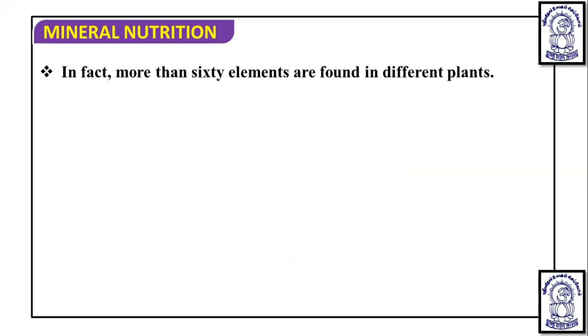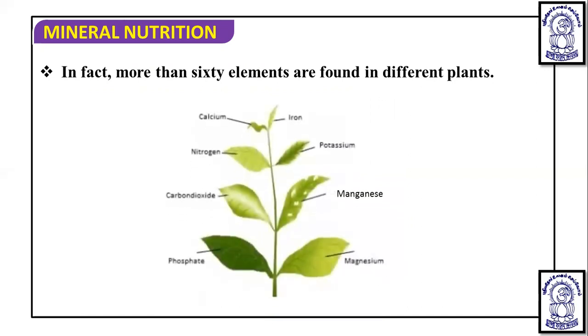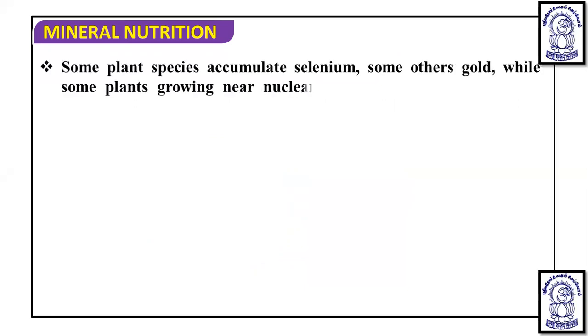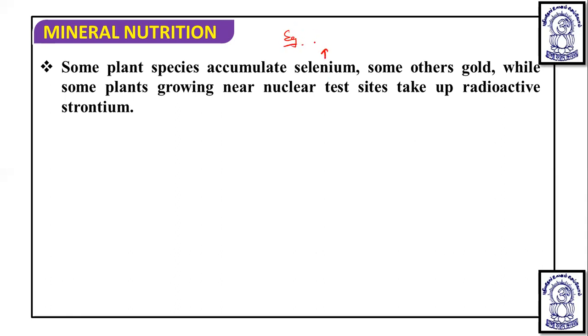In fact, more than 60 elements are found in different plants. They have different roles and different effects. Some plants have specific functions, and some plant species accumulate selenium. An example of a plant species which accumulates selenium is Astragalus.